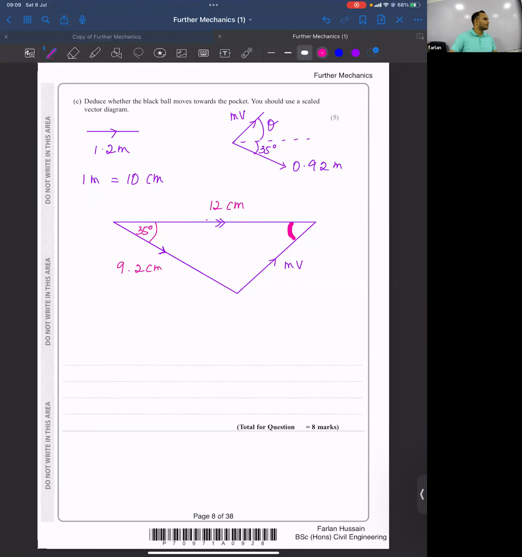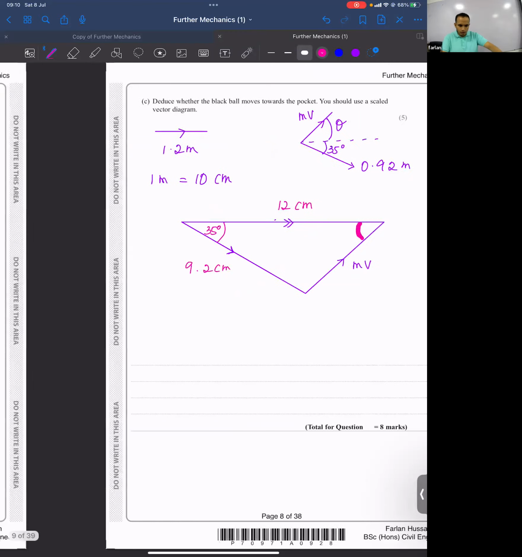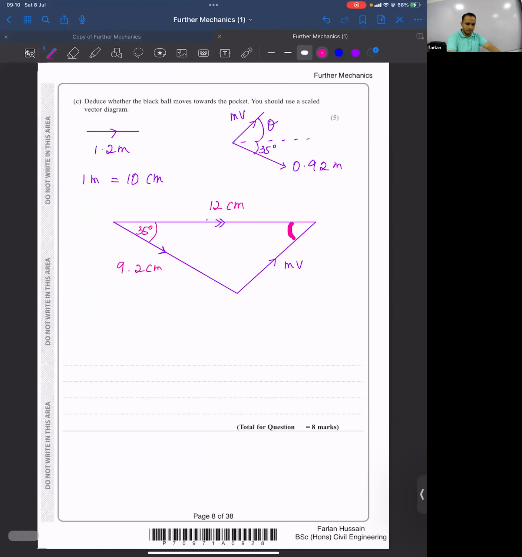Otherwise, no. Understood. Why is that, sir? Sorry? Why is what? If it becomes 35, we have to find 50, right, sir? Oh, wait, sorry, not 35, I mean 50, my bad. It should be 50. 35 was this one, my bad. So check this angle and see if it is 50.